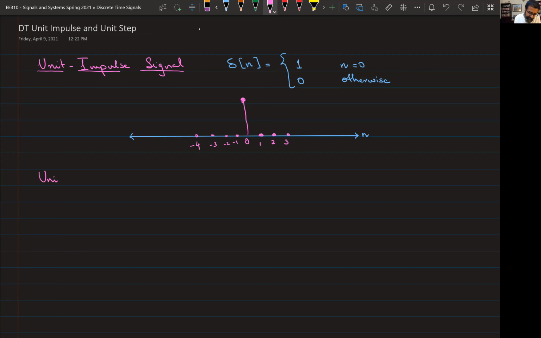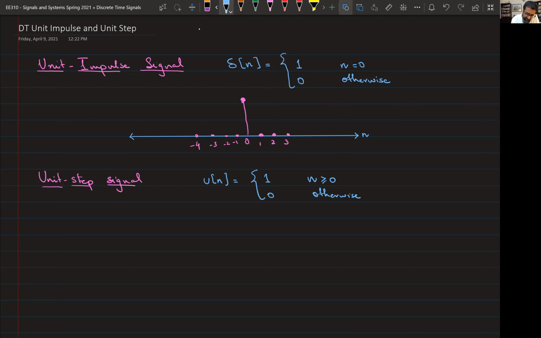Similarly, we have something called the unit step function, or unit step signal. The unit step is denoted by u of n, which is equal to 1 for all values of n greater than or equal to 0 and is equal to 0 otherwise. So the unit step goes to 1 at n equals 0 and stays 1 for all non-negative values of n, and is 0 for negative values of n.